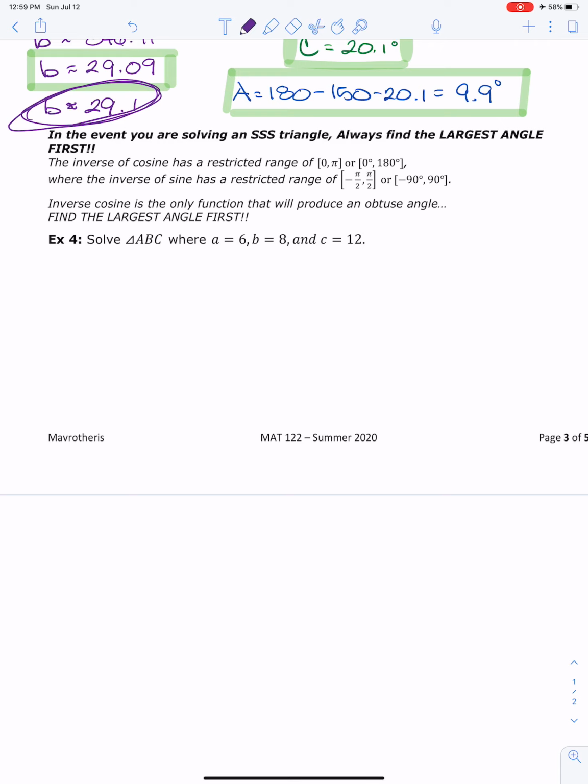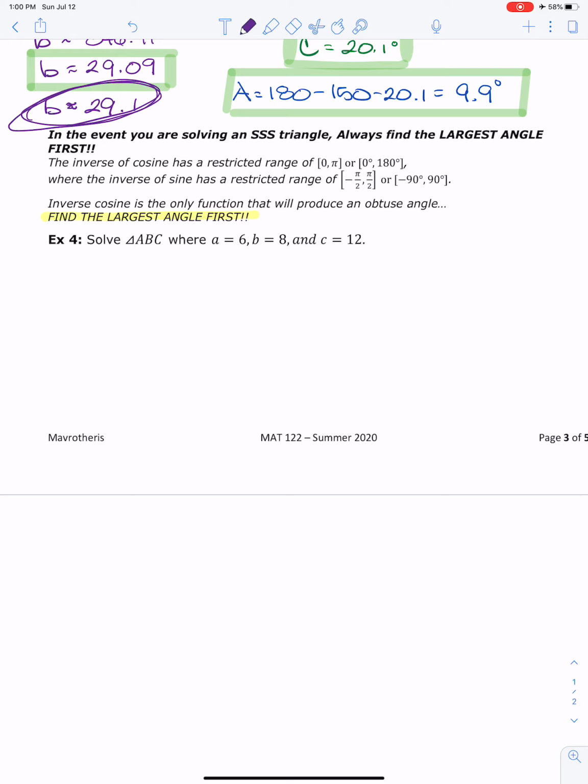Example 4, we are now solving for a side triangle, and it's really important that we pay attention to this part. We want to find the largest angle first. Keep in mind when we use law of sines, our range is restricted to the first and the fourth quadrant, so we're always getting acute angles. When we use law of cosines, it is possible to get an obtuse angle.